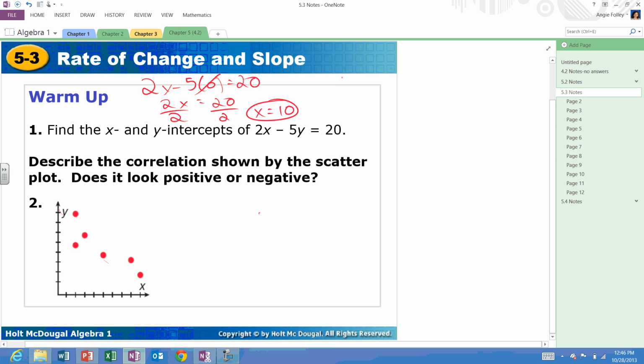For my y-intercept, I'm going to plug 0 into x. That goes away, so negative 5y equals 20.